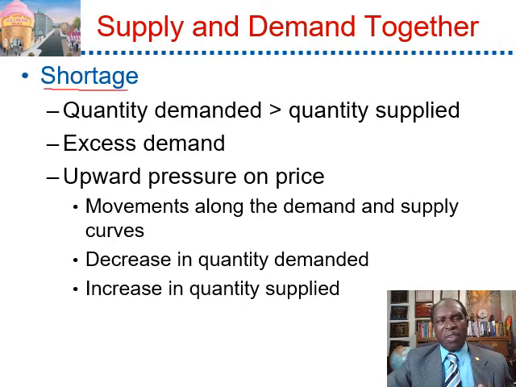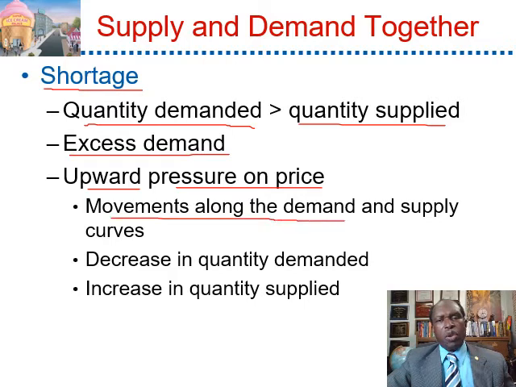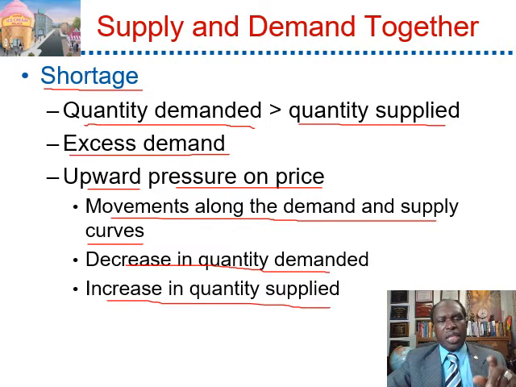On the other hand, when there is a shortage, the market is not in equilibrium. This will lead to quantity demanded greater than quantity supplied, so leading to excess demand. Excess demand will put an upward pressure on the price and lead to movement along the demand and supply curves, which will decrease quantity demanded and increase quantity supplied until they are equal and back to equilibrium again.